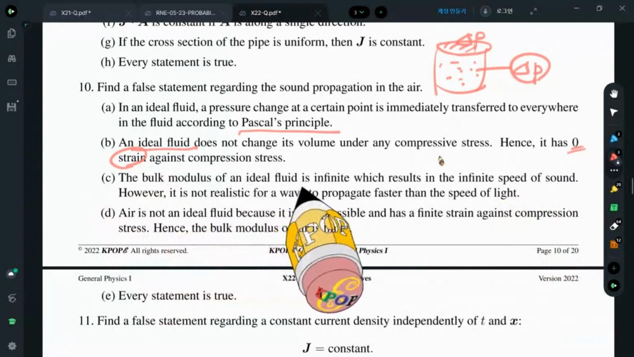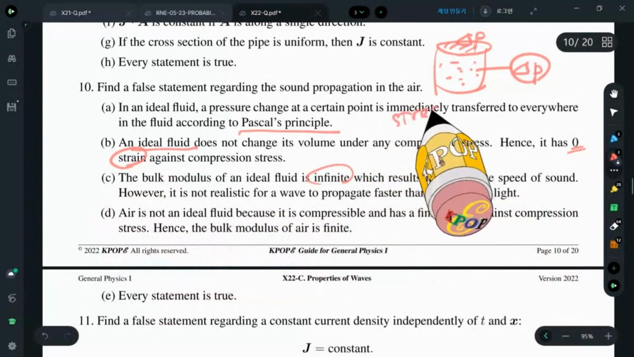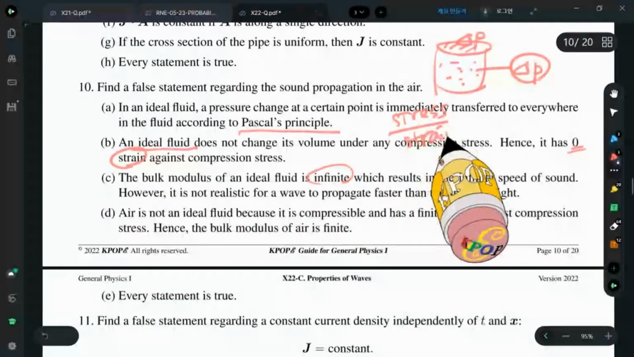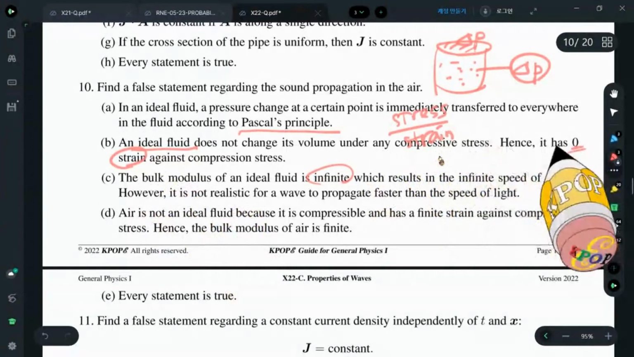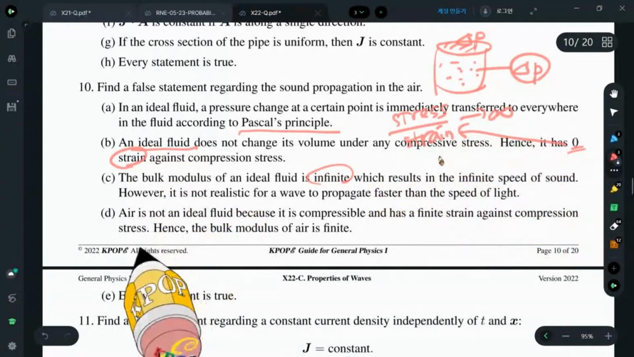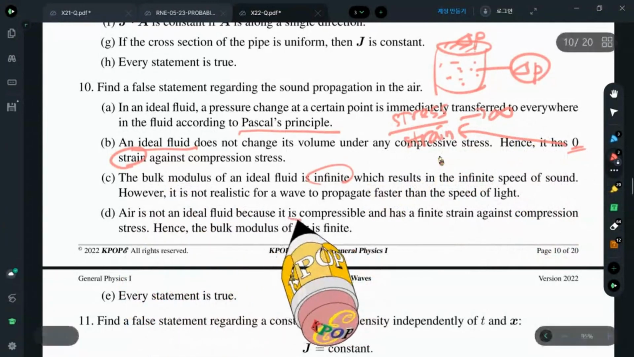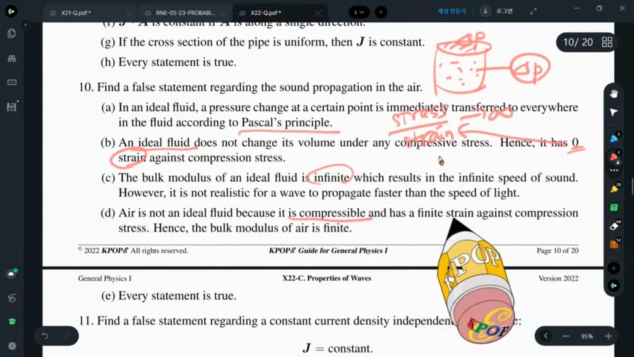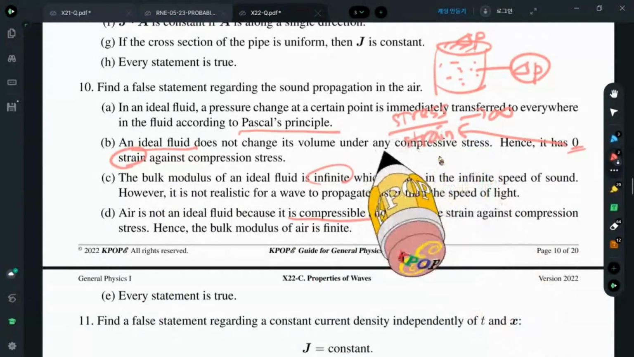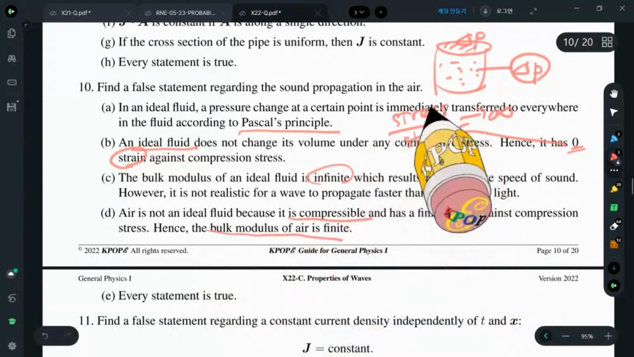The bulk modulus of an ideal fluid is infinite because the stress is finite over strain. Strain is a change. There is no change. Substitute the zero in the denominator, and it goes to infinity. Air is not an ideal fluid because it is compressible; yes, it has a finite strain. It is not zero, but finite. So the bulk modulus of air is finite.